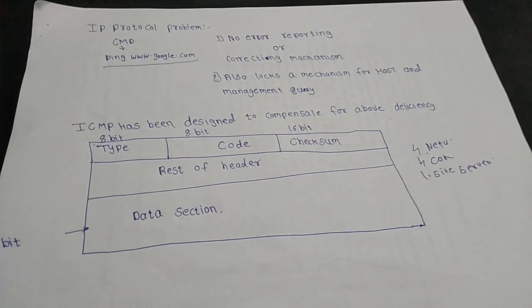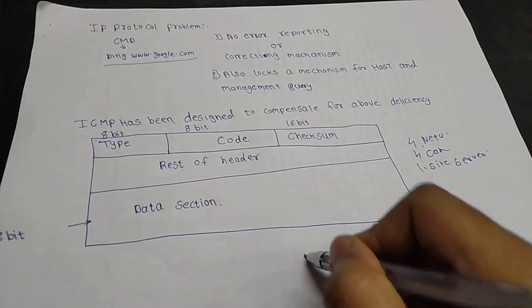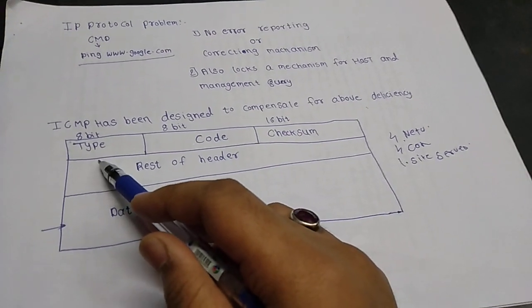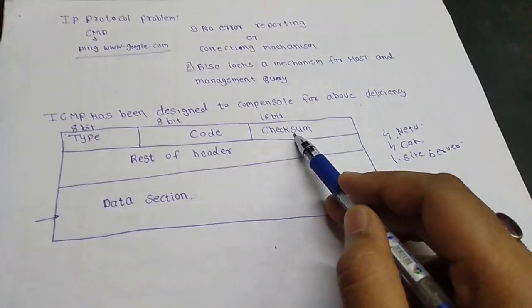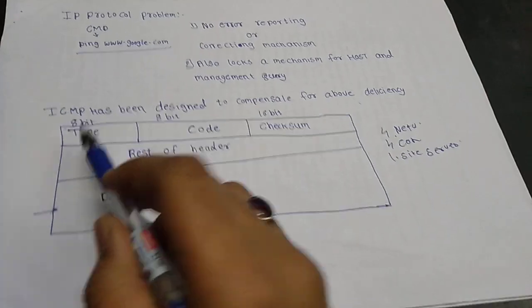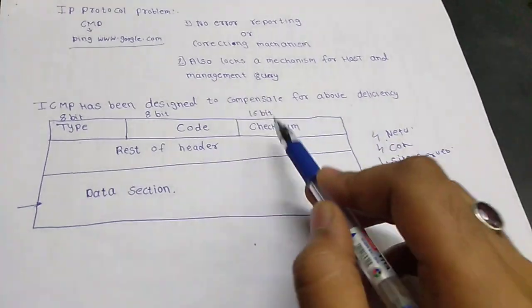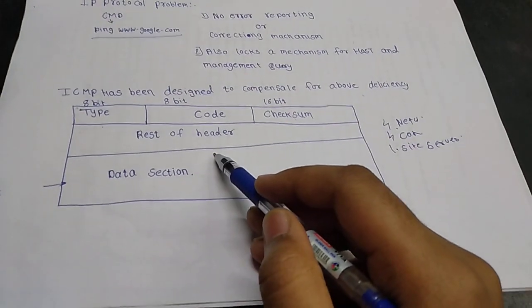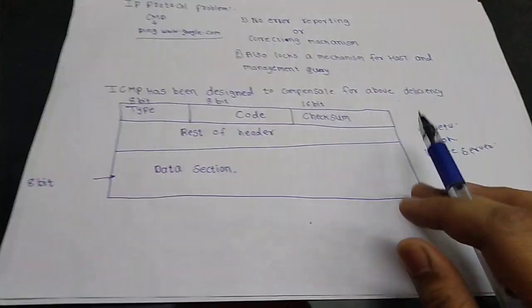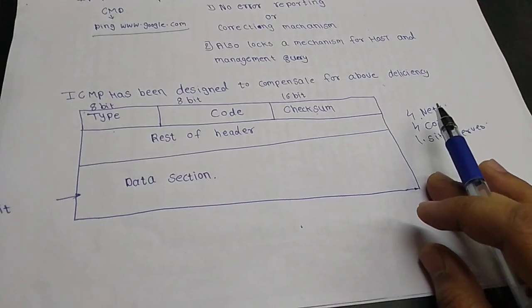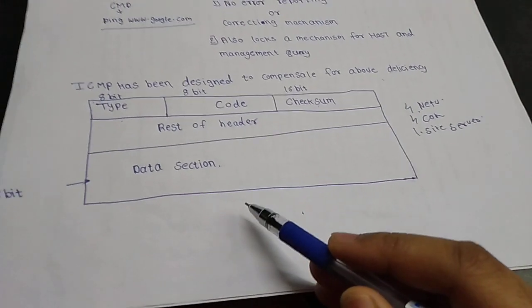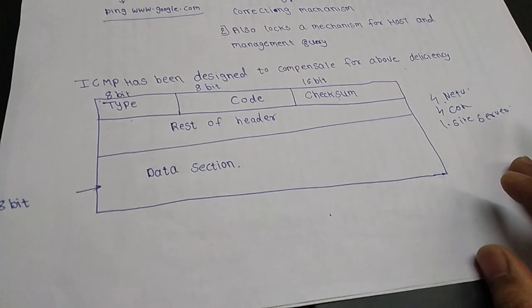This is the ICMP diagram. First is the type, then the code, then the checksum. The type is 8 bits, the code is 8 bits, and the checksum is 16 bits. Then the rest of the header depends on the kind of message. Then the data section, where you put your data.